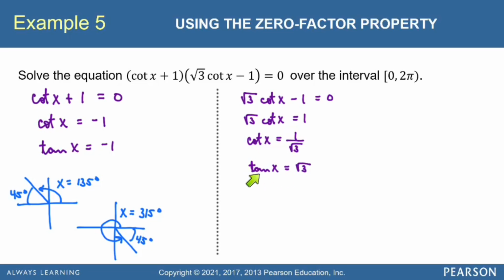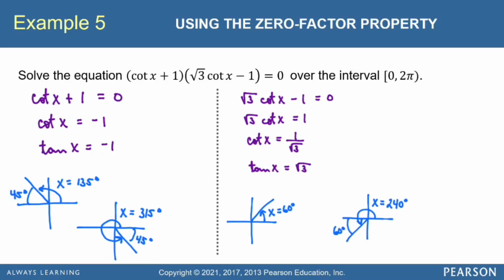Now that we see it in this form, we know that square root of 3 is one of our memorized tangent values. This tangent value tells us that the reference angle will be 60 degrees. And since this tangent value is positive, it's going to give solutions in quadrant 1 and quadrant 3. Those are the quadrants where tangent is positive. And again, the reference angle is 60 degrees, so the quadrant 1 solution is 60 degrees. The quadrant 3 solution is going to be 240 degrees.